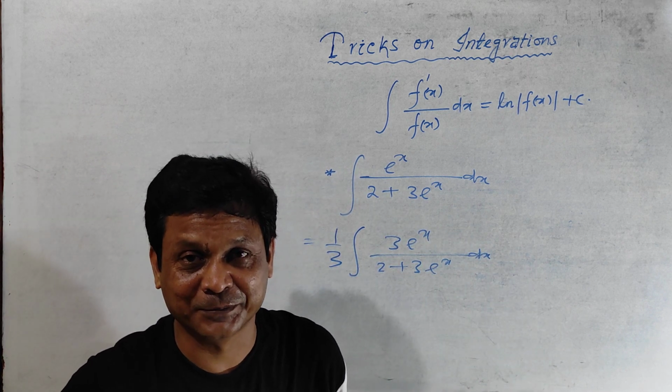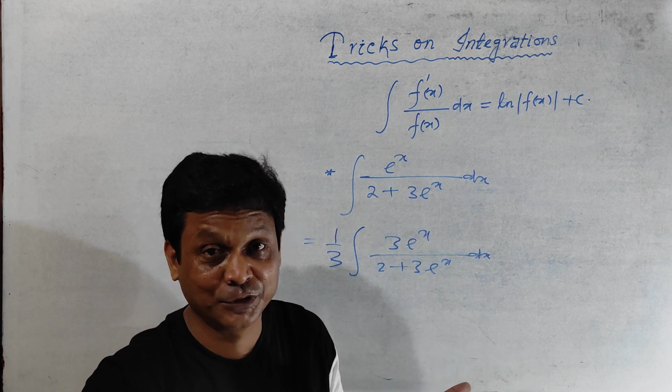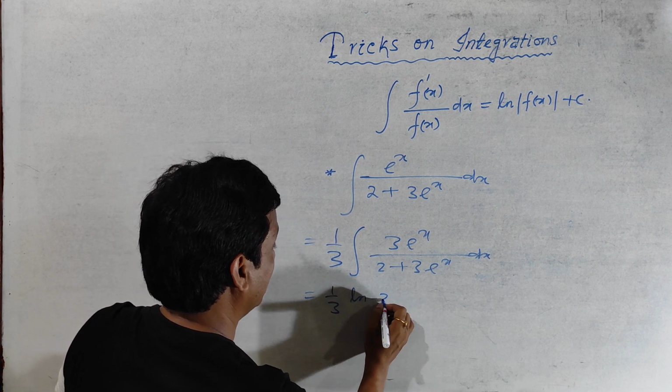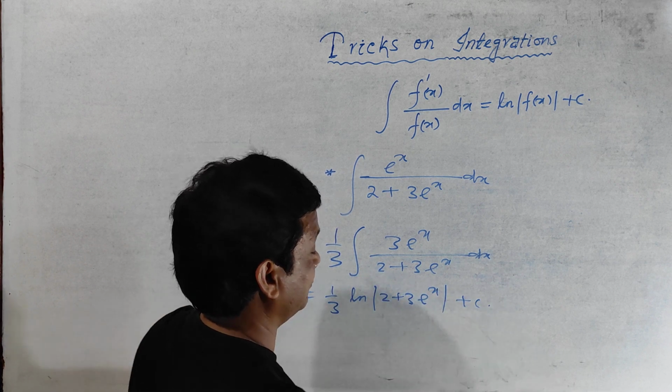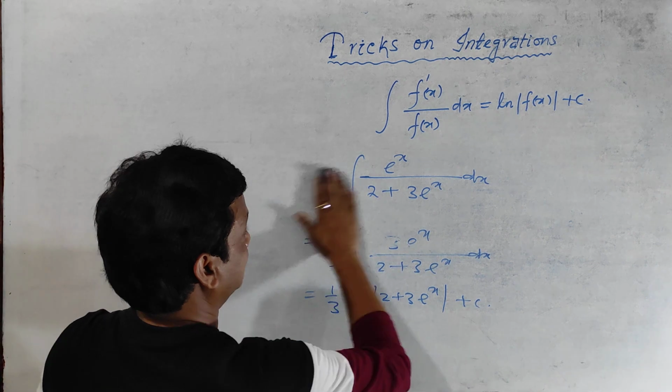It is clear or not? See here. Now the derivative of the denominator is in the numerator. So what is the formula? 1 by 3 ln of 2 plus 3 into e to the x, plus c. Clear? See, another example I am giving you.